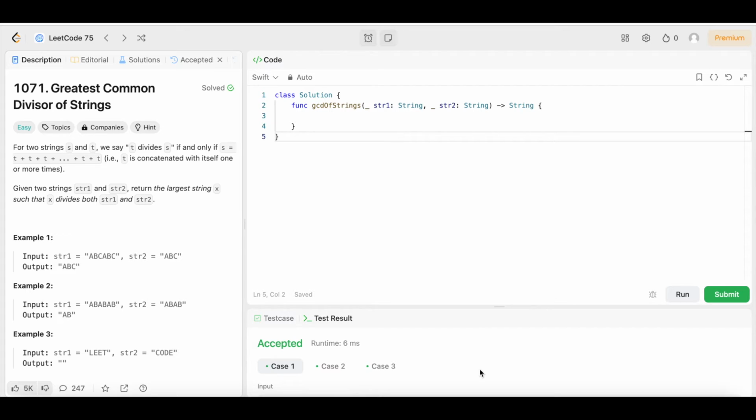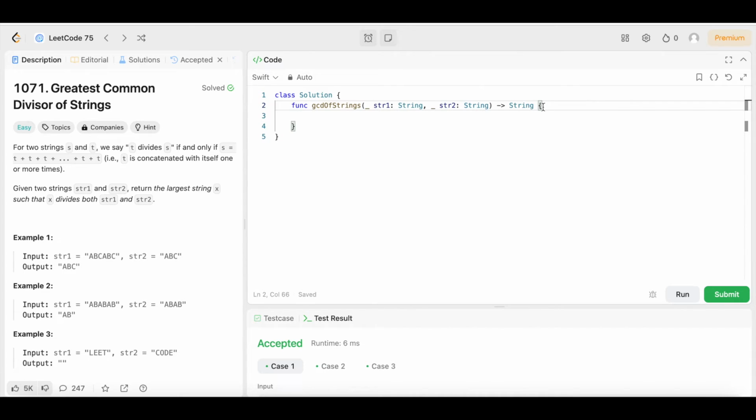Example 3 says str1 equals leet, str2 equals code. The output is a blank string because you cannot divide the two. They do not go together. None of the characters in the string are the same or in the same order. They're not even close, so we're not even going to waste our time with it. We're just going to return a blank string. So as I get into the problem, you will understand a little better.